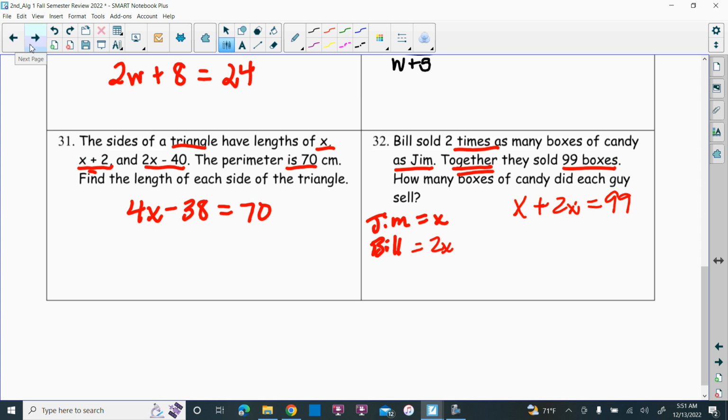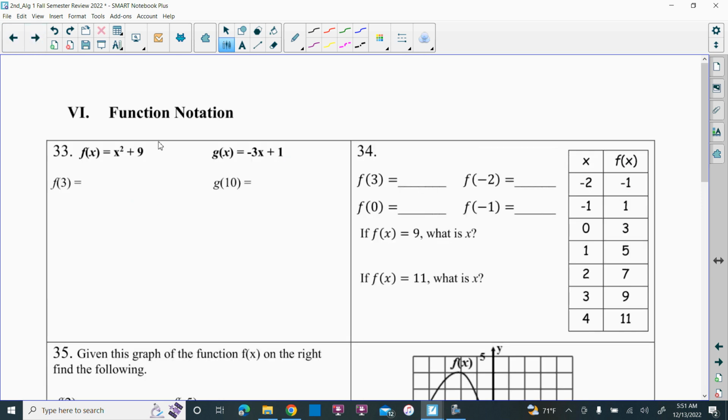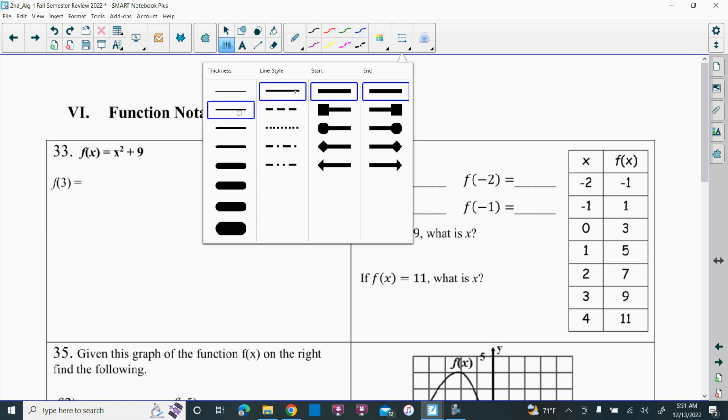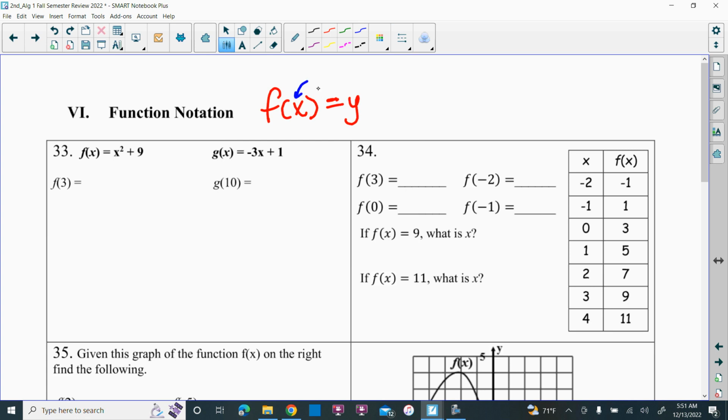The next section gets into functions. A couple things you need to remember. f of x is function notation. It means the same thing: f of x equals y. It's the same thing here. Your x is your input, and your y is your output.